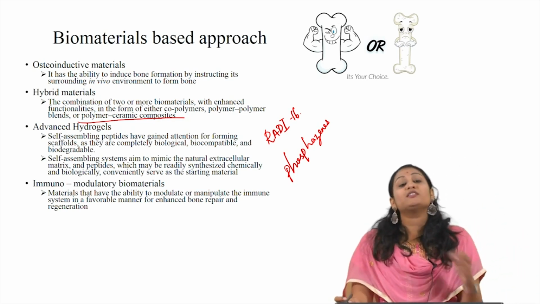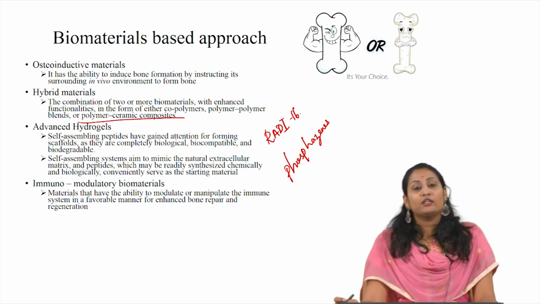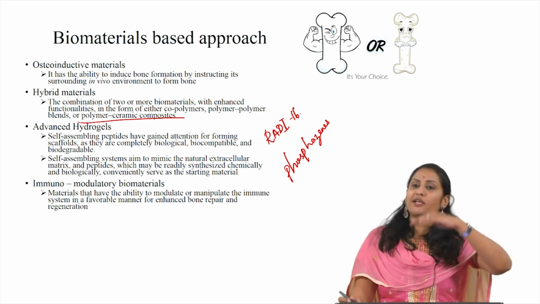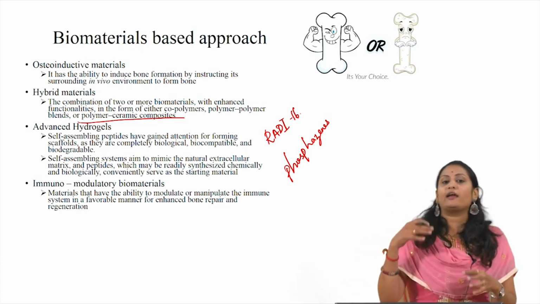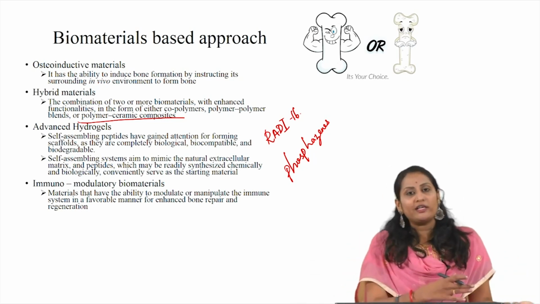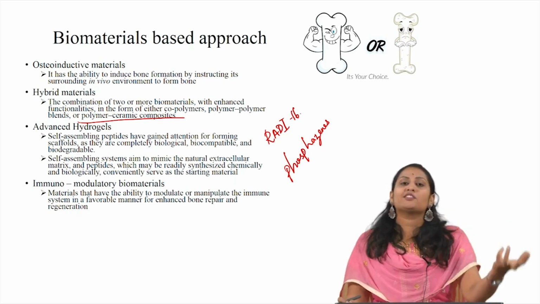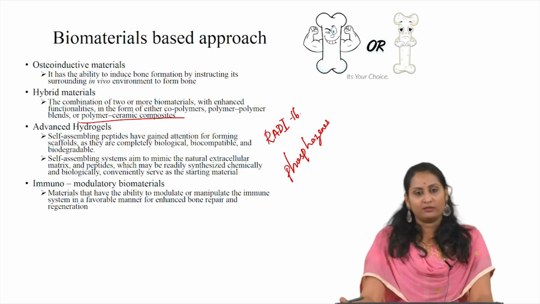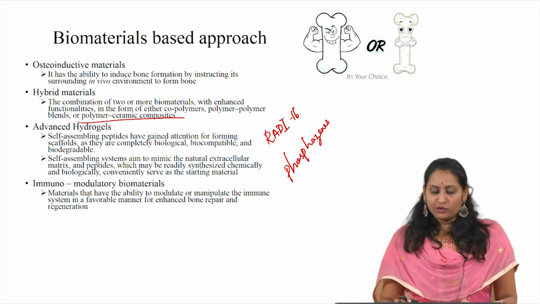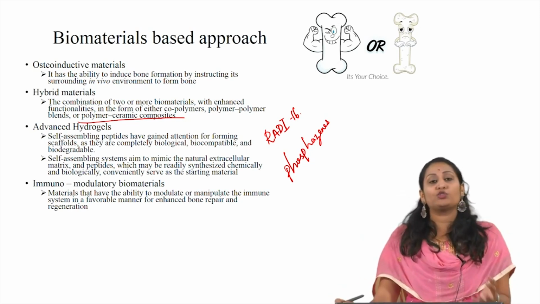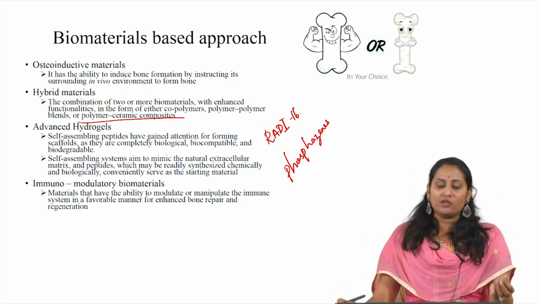The final one is immunomodulatory biomaterial. In order to suppress the immune reaction, we can develop a biomaterial that can modulate or manipulate the immune system in a favorable manner for the enhancement of bone regeneration. So, this is all about the biomaterials based approach, where I will focus mainly on scaffolds.